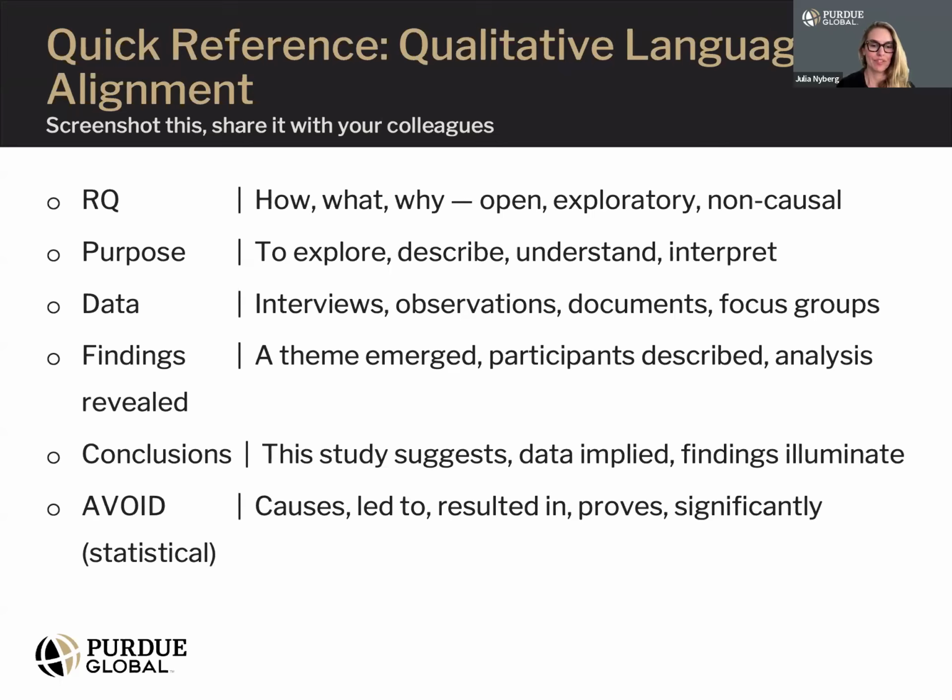Avoid all of the causal language we have covered today. And just as a special note, the term significantly should not be used because it is a statistical term that is associated with a p-value. Do not use it in qualitative findings.